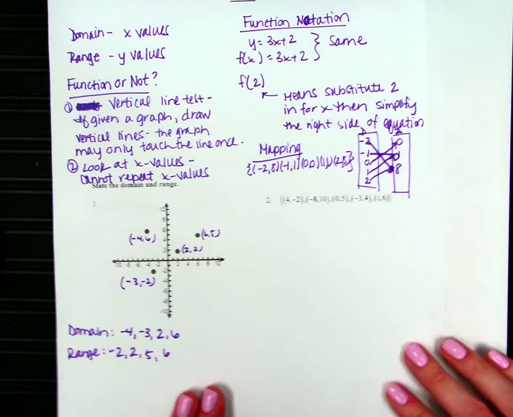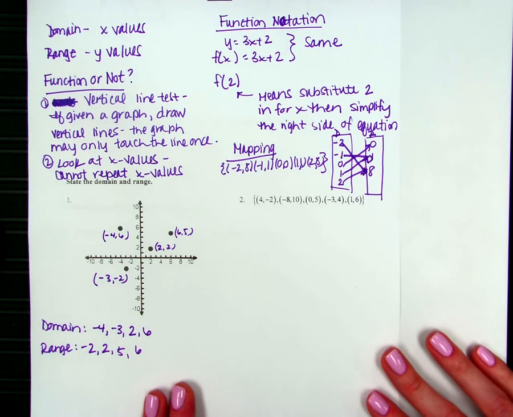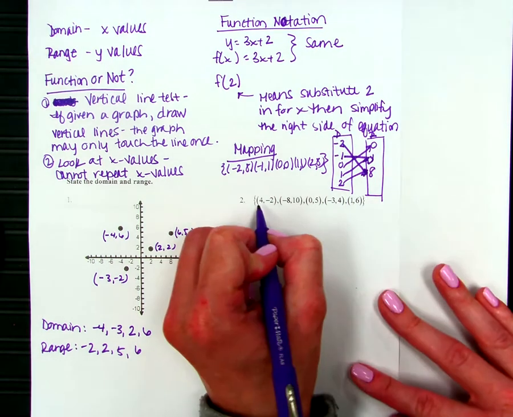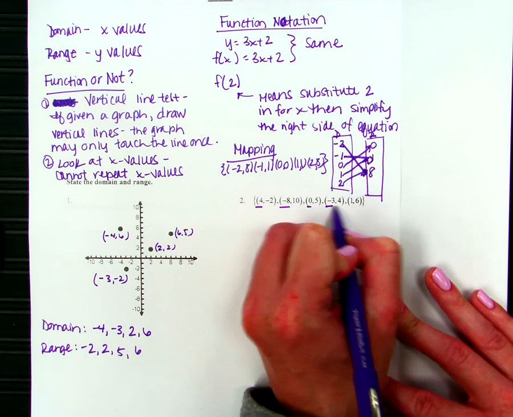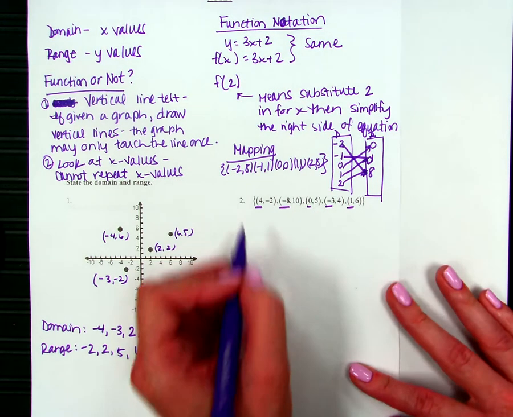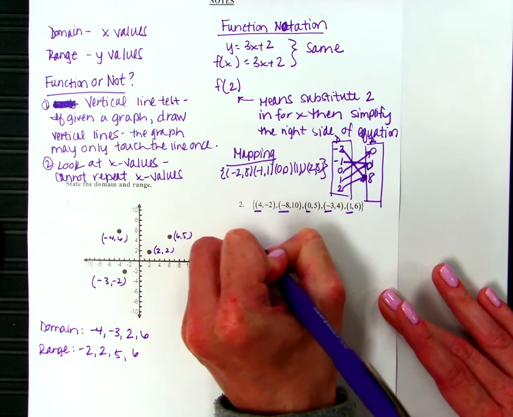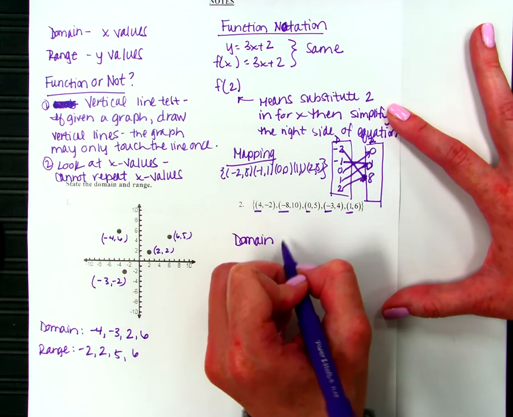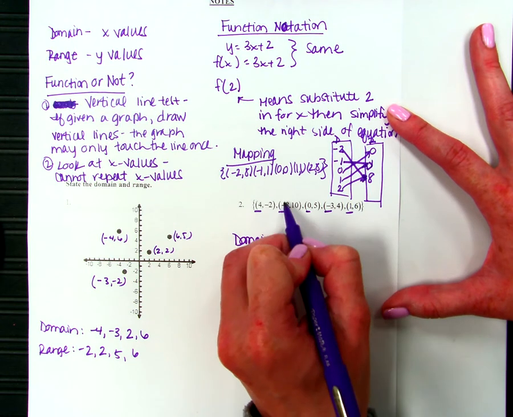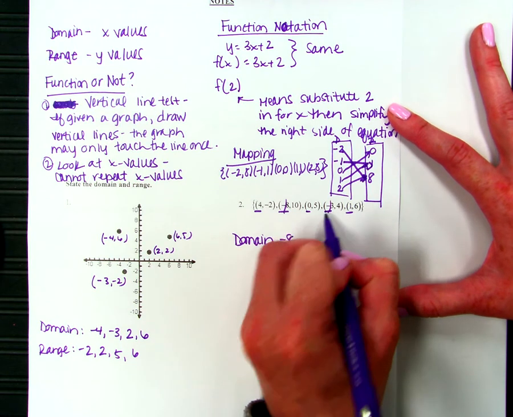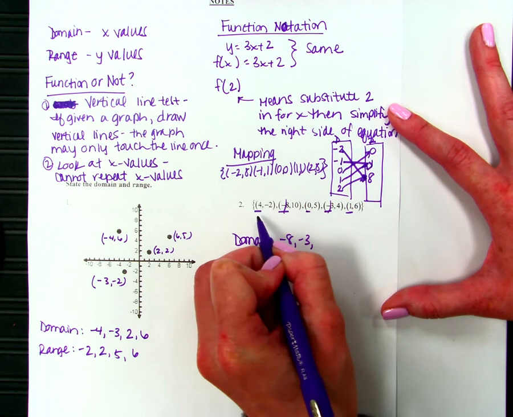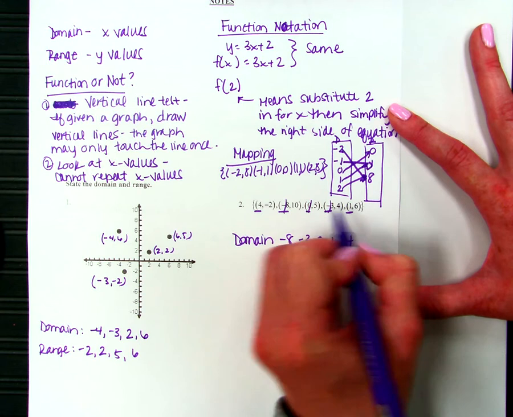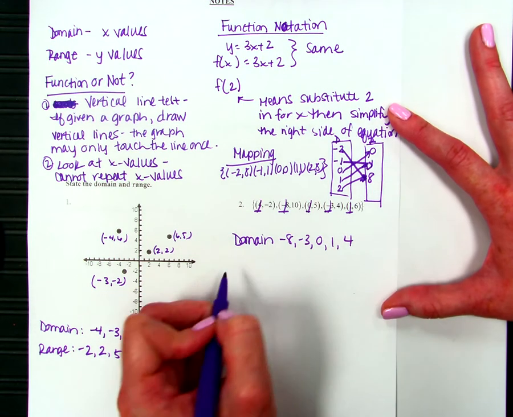Same thing for number 2. It's asking us to state the domain and range. Again, we're just going to put them in order. If it's easier for you to rewrite them out first, you can. I'm just going to underline so I know all of my x's, and then I'll circle all my y's. My domain starts with my negative 8, then my negative 3, then it goes to 0, 1, and 4. So that's my domain.